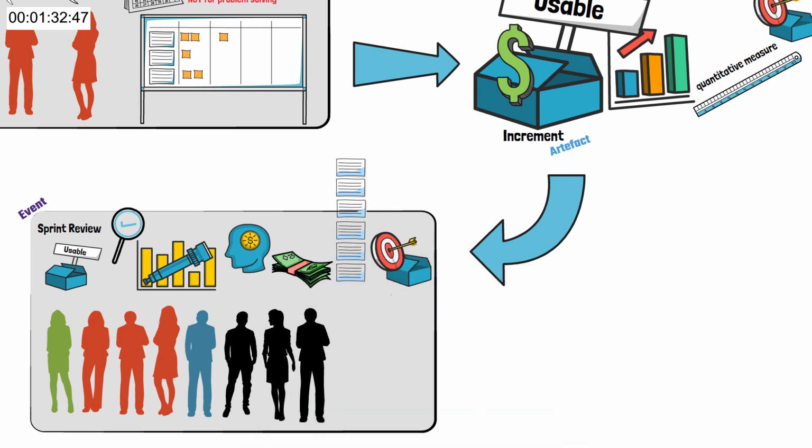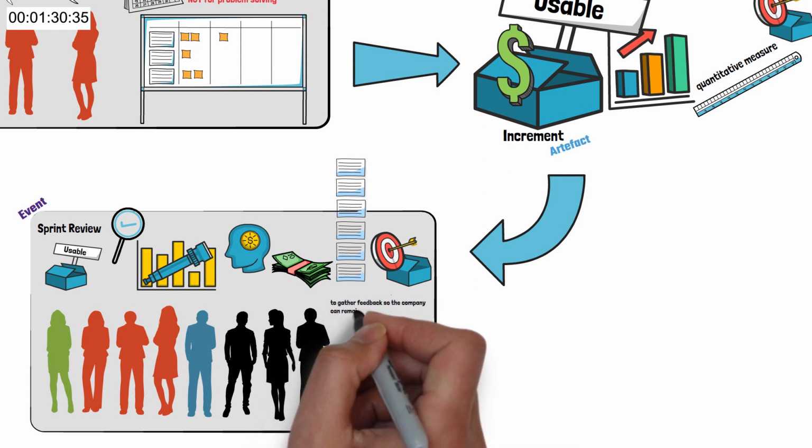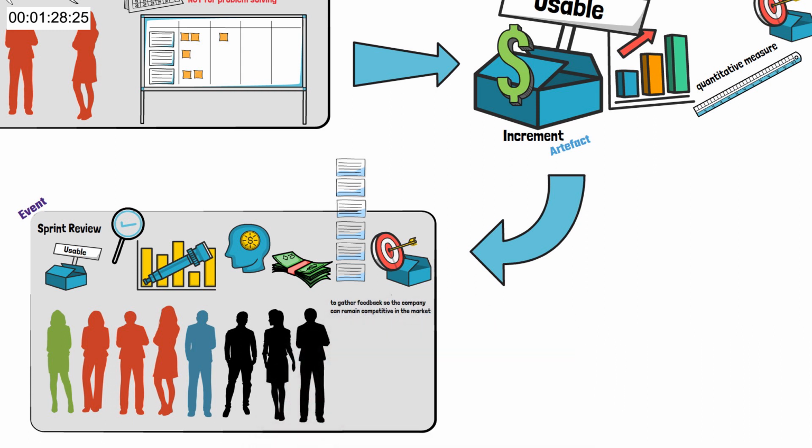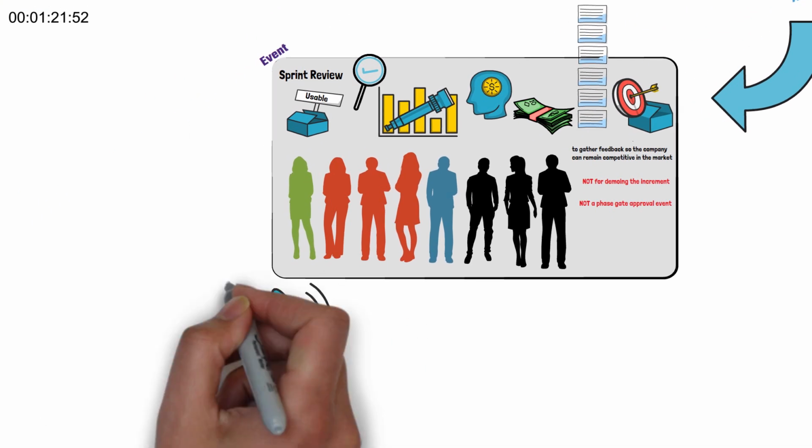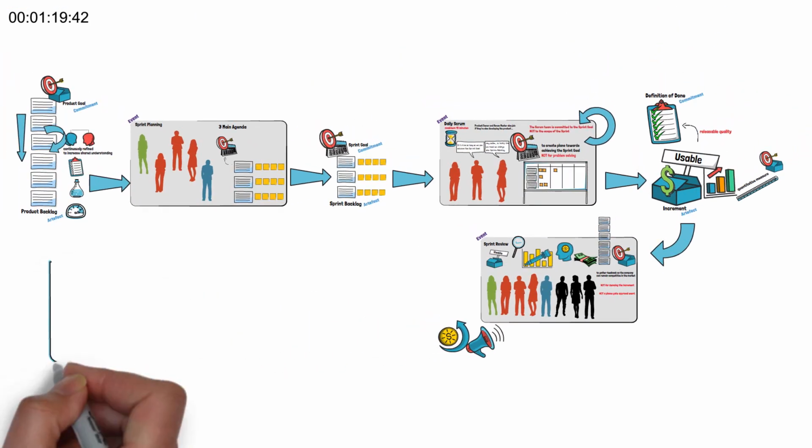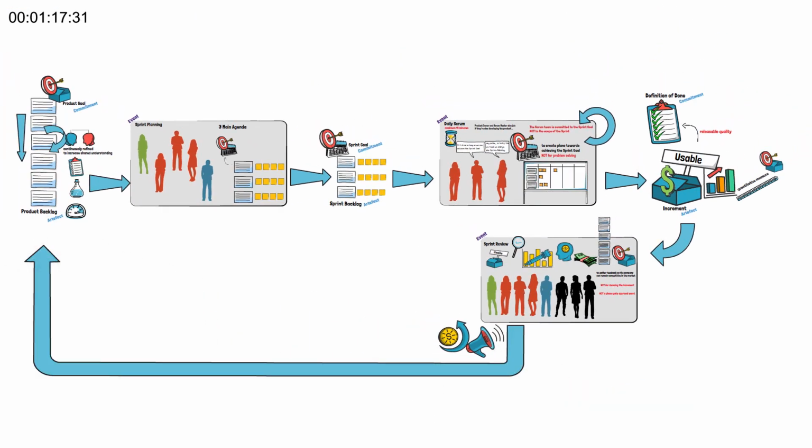The purpose of sprint review is to gather feedback so the company can remain competitive in the market. The sprint review is not just for demoing the increment or as a phase gate approval event. Feedback that is given during the sprint review and worth implementing can go into the product backlog. However, it is still up to the product owner to decide when that feedback will be implemented by the Scrum team.